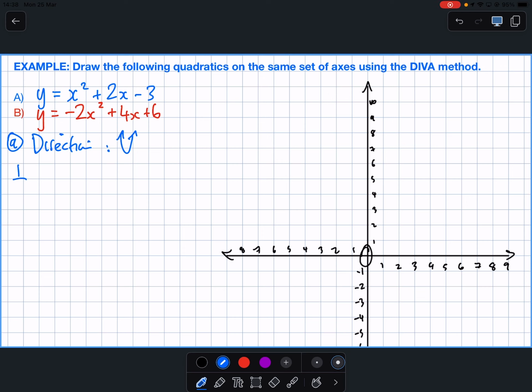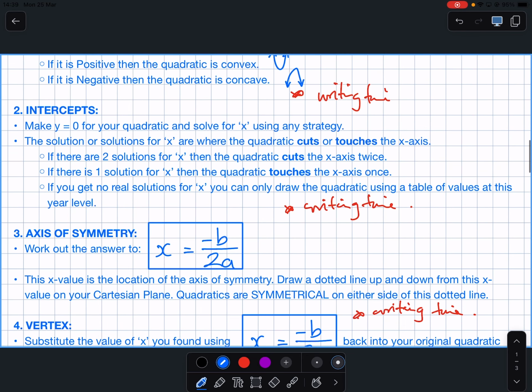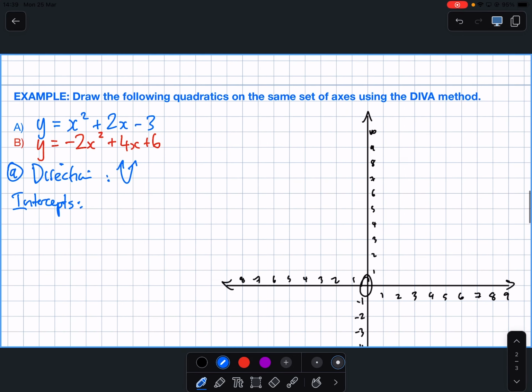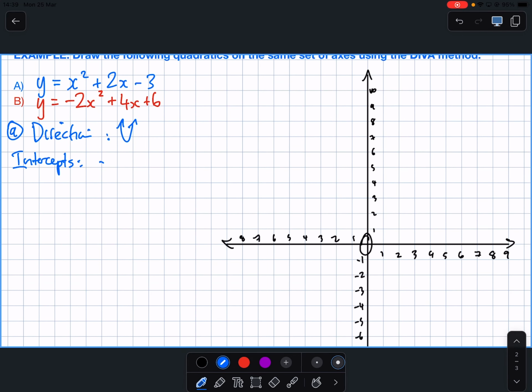Next letter, I. This is the one that involves the most maths. Intercepts. So let me look at that step again. What does it say? Make y equal 0 for your quadratic and solve for x. You've been given a number of strategies. So I'm going to write this: x squared plus 2x take 3 equals 0.